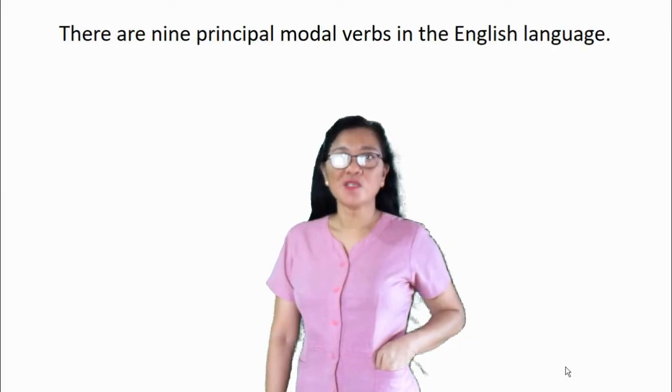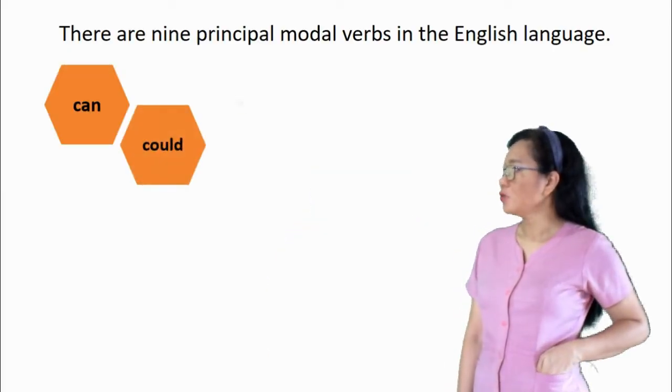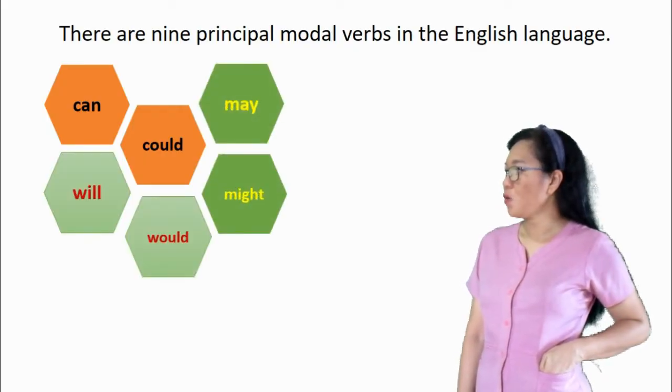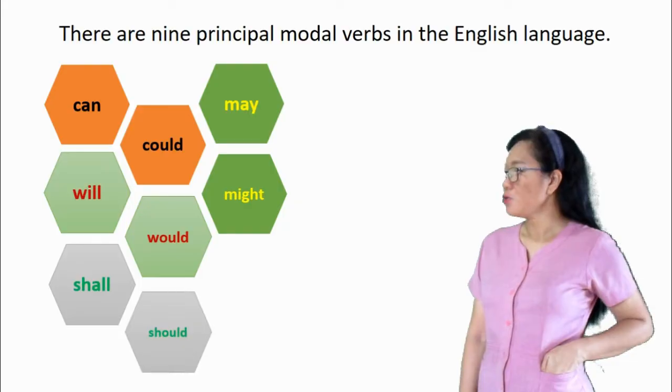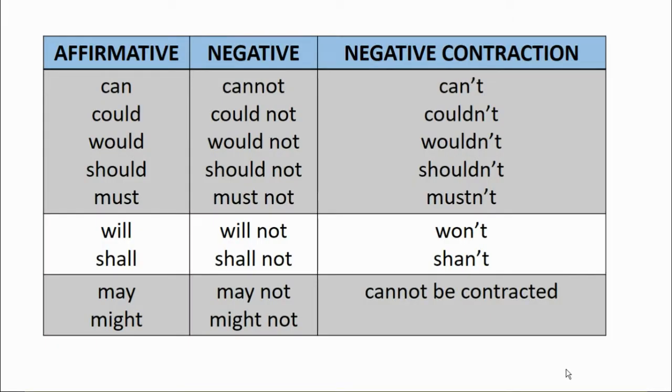There are 9 principal modal verbs in the English language: can, could, may, might, would, will, shall, should, and must. Some modals may change in spelling in their contracted form. Notice how these modal verbs form their negative contractions. However, the modals may and might, in this case, cannot be contracted.